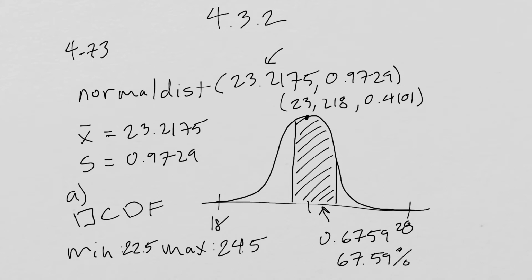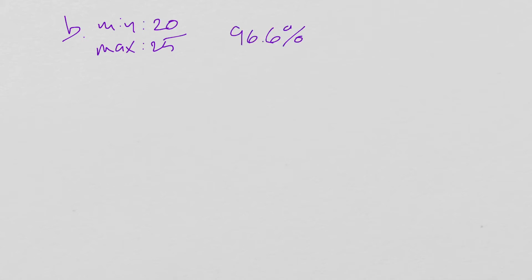So for part B, we're going to use the same mean and standard deviation, except we're going to just change our minimum and our maximum. Our new minimum is going to be 20 minutes, and our new maximum is going to be 25 minutes. So let's go back to Desmos, and we'll change those on here, 20 and 25, and we get 96.6% of the women have race times between 20 and 25 minutes.